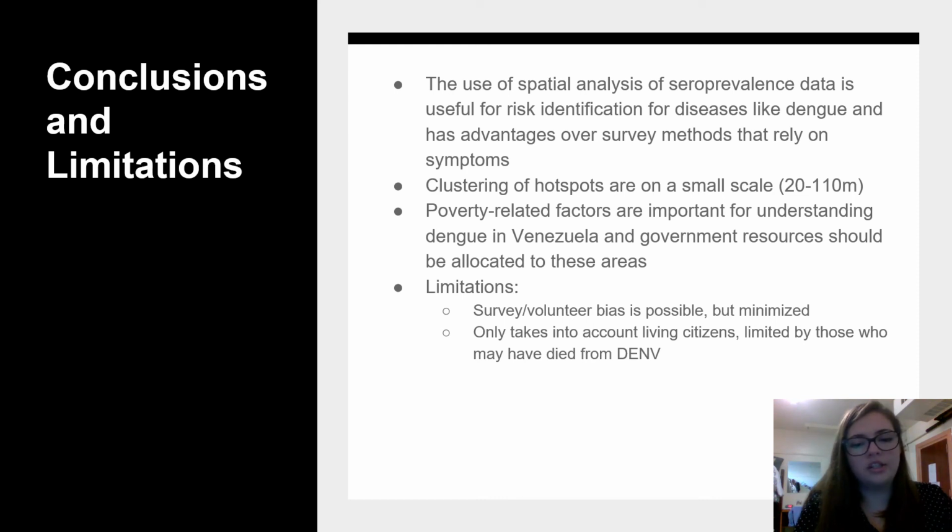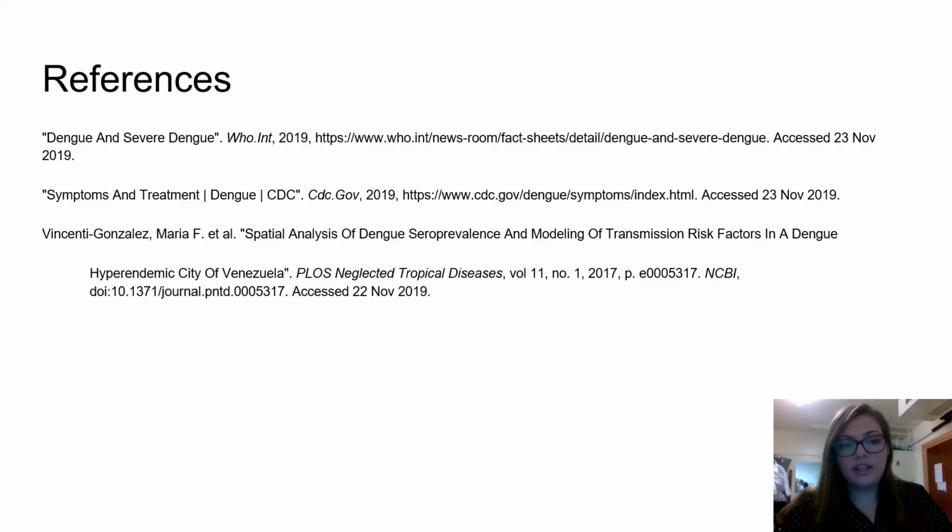Some limitations are that this paper had survey and volunteer bias, but it was minimized. Some of the households they chose to do their survey on did not want to participate, increasing the volunteer bias. In addition, it only took into account living citizens, which does not take into account those who may have died recently from severe dengue infections, and it is limited by this.